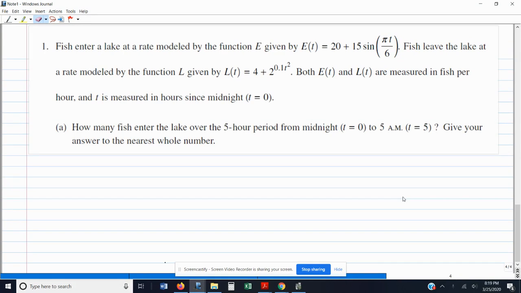Hi, everyone. I am looking at the first question from the 2019 FRQ. This is from last year's exam. We're going to just look at parts A and B.